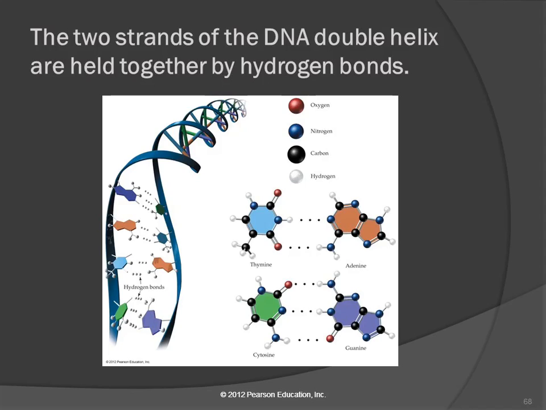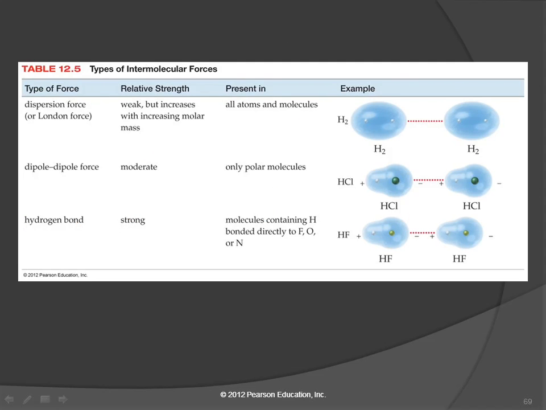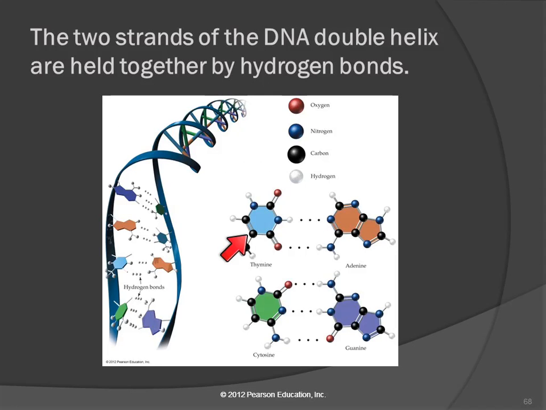These 2 bases form 2 hydrogen bonds with each other, and these form 3. And so thymine is not going to match up well with guanine. So it's very, very cool. The concept of hydrogen bonding and intermolecular forces is really important for organic chemistry.